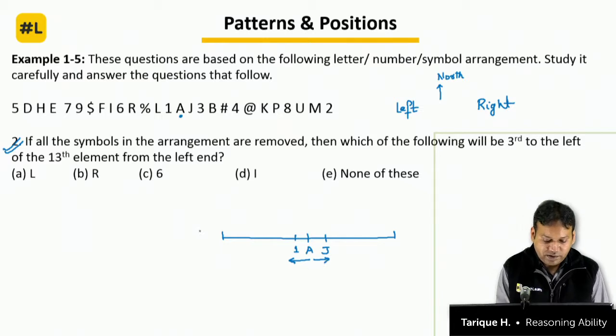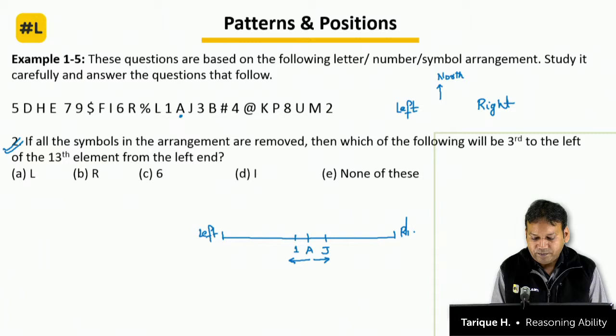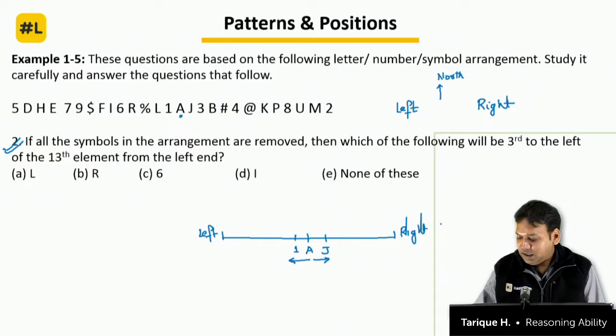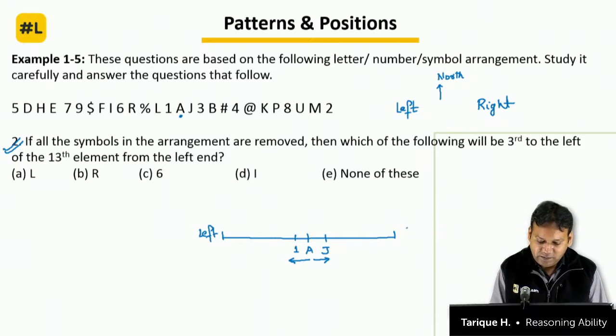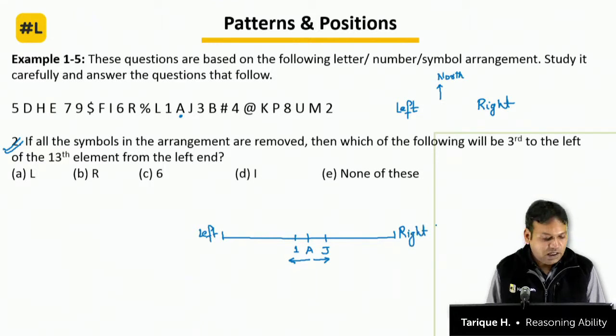So this is our left and this is right, based on the assumption that all the letters are facing north. Okay, that's the main assumption here. Now based on this assumption, let's look at the question again.